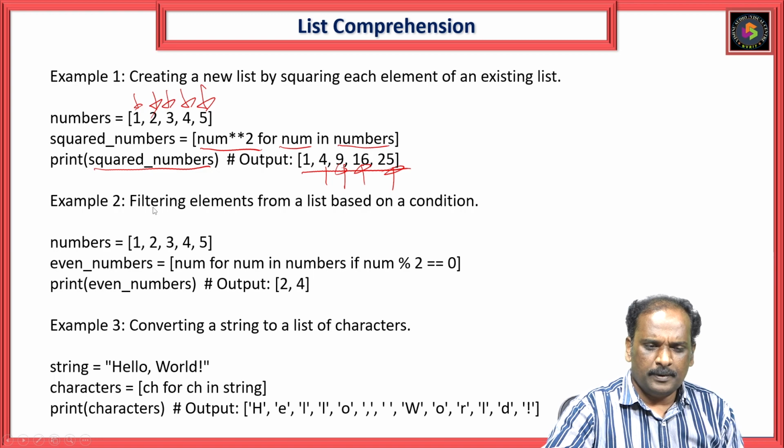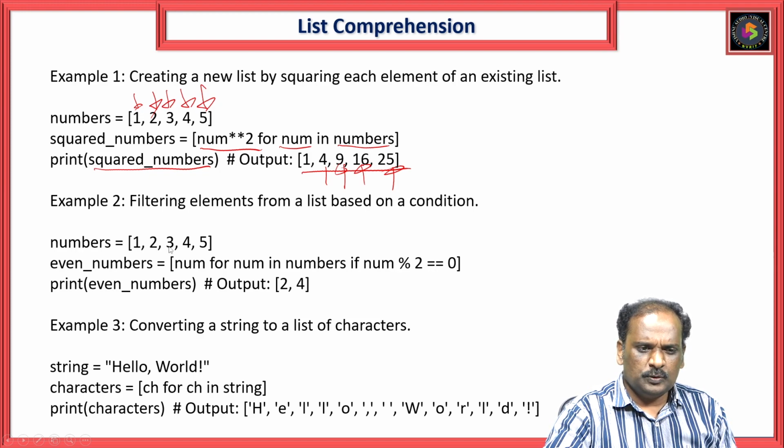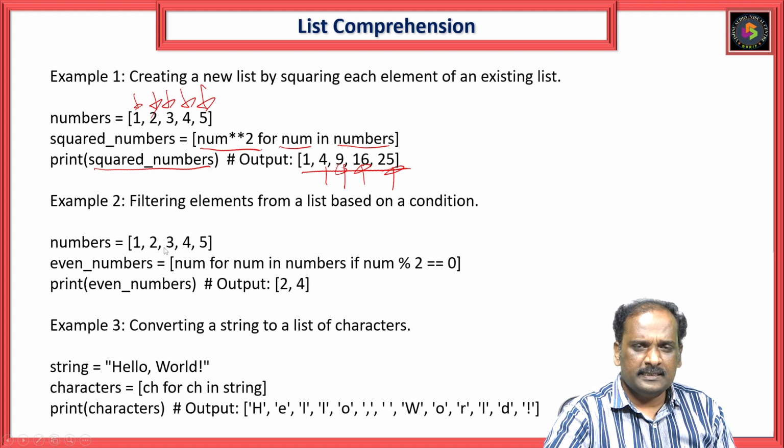Now here is the second example: filtering elements from a list based on a condition. In this example, they are using the if condition also inside the list comprehension after the for loop. Numbers is containing the elements 1, 2, 3, 4, 5. Now here you want to create a new list. The new list name is even numbers. So num is the expression here, for num in numbers. What is numbers? Numbers is a set of elements containing 1, 2, 3, 4, 5.